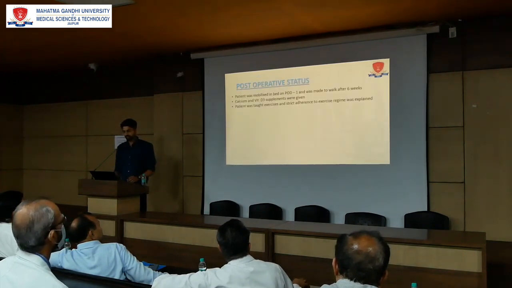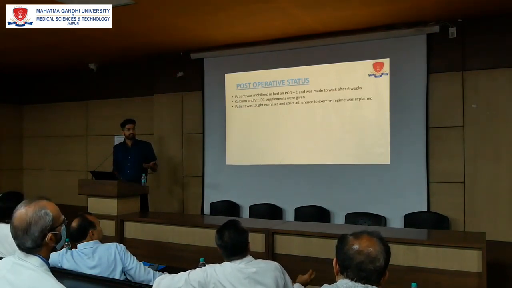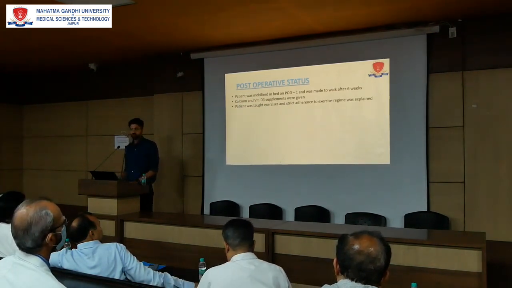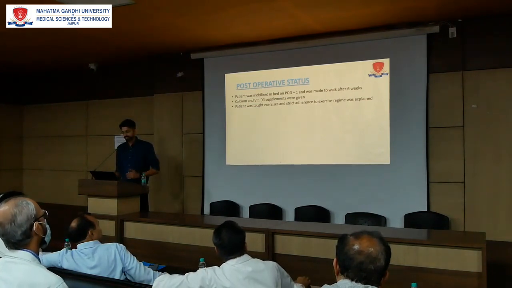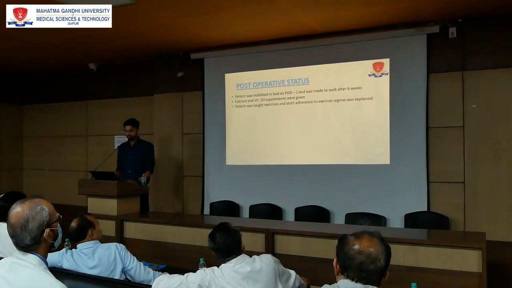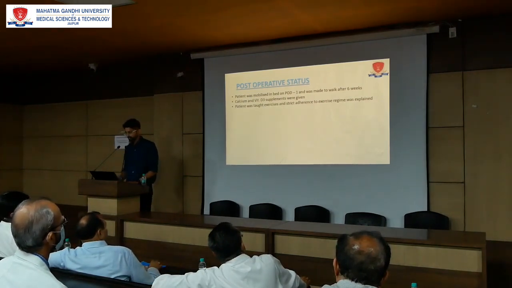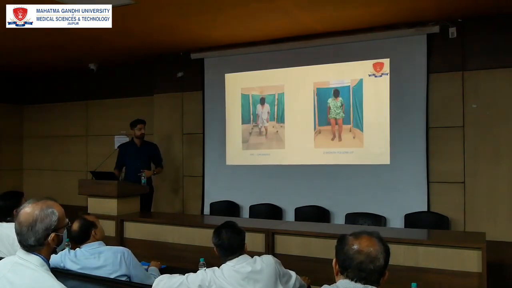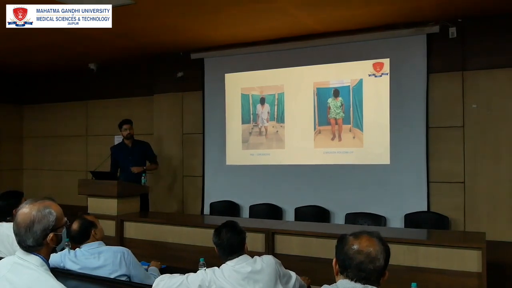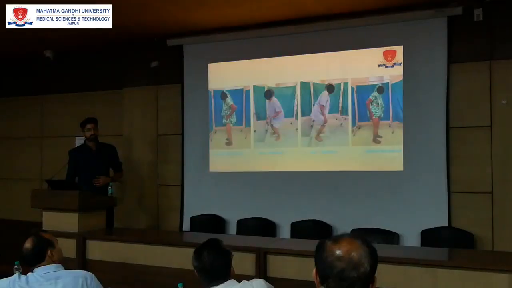As for the post-operative status, the patient was mobilized in bed the very next day after the operation and was made to walk after 6 weeks with the help of a walker. Calcium and vitamin D3 supplements were given, the patient was taught exercises, and strict adherence to the exercise regime was explained. This is the pre-operative photo of the patient and this is the 2-month follow-up after the DFLCP operation. This is from the sides.